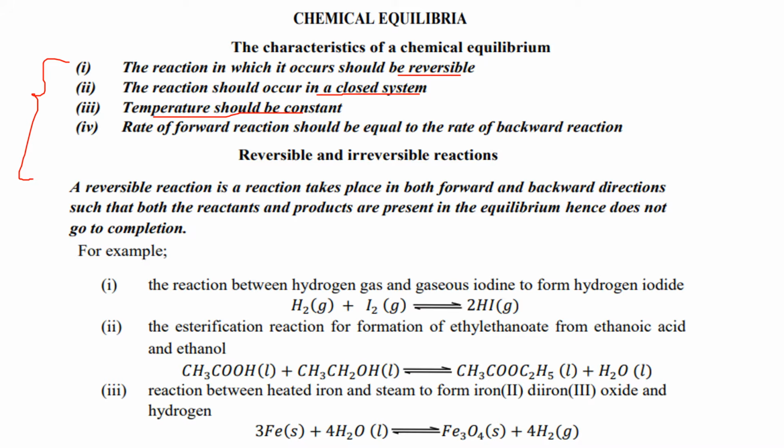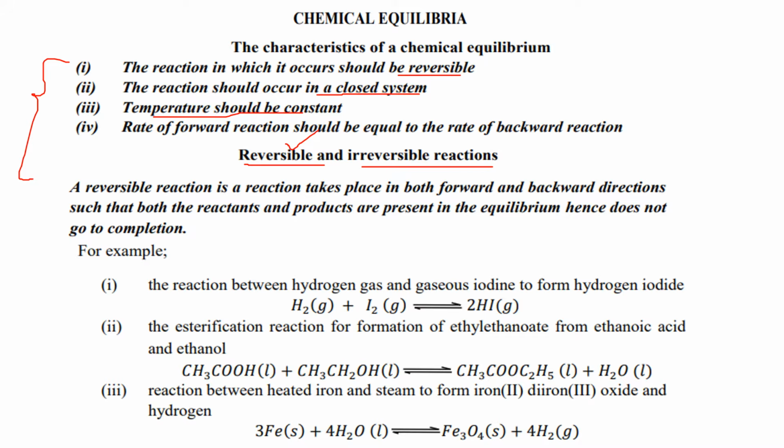Now under chemical equilibrium, we have two types of reactions. We have reversible and irreversible reactions, but irreversible reactions are not going to be handled or focused on in this topic. So mainly, we are going to be dealing with reversible reactions.